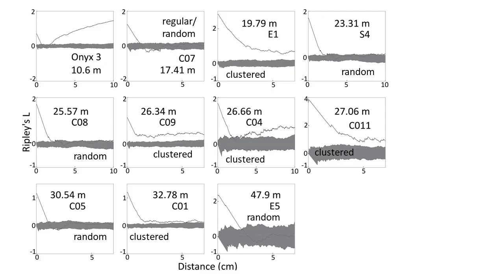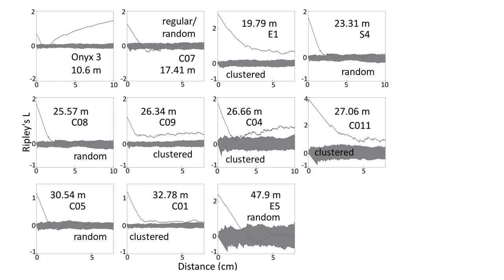So one such metric we can use to quantify the spatial patterning of these pinnacles relative to each other is called the Ripley's L function. So you can see in these graphs a variety of gray envelopes, and these gray envelopes represent complete spatial randomness.